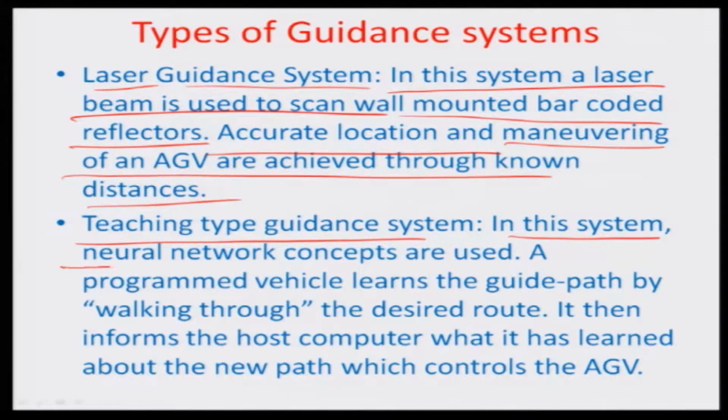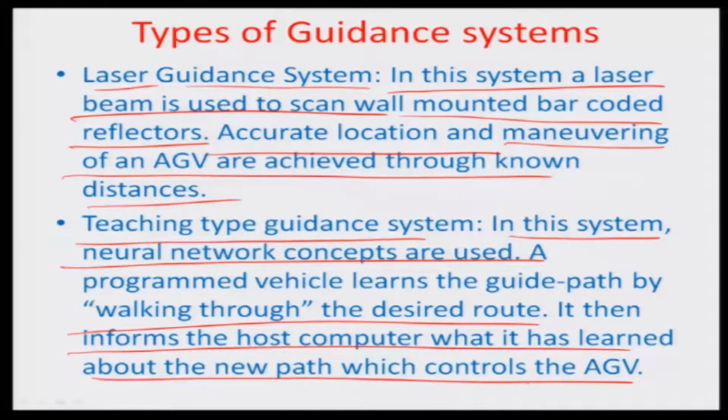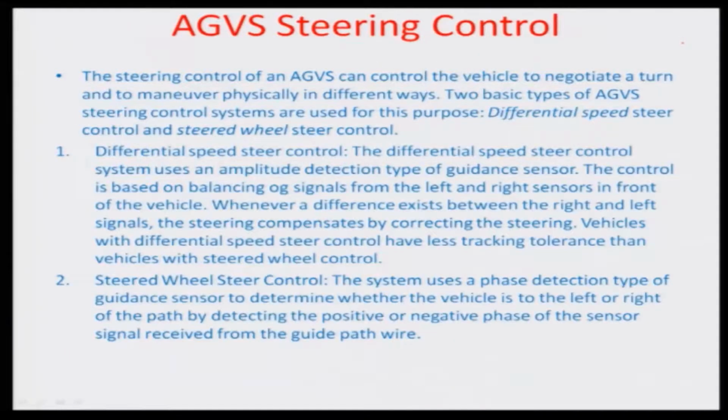In this system a neural network concept is used. A programmed vehicle is physically taken by walking through the desired route, and the computer learns about that, and then programs it for whenever it is running in programmed mode. After this teach mode is over, it can go through a similar kind of route as has been planned earlier. It then informs the host computer what it has learned, and the new path is used for control guidance of the AGV. So these are the various types of guidance systems which are used in the AGVS.